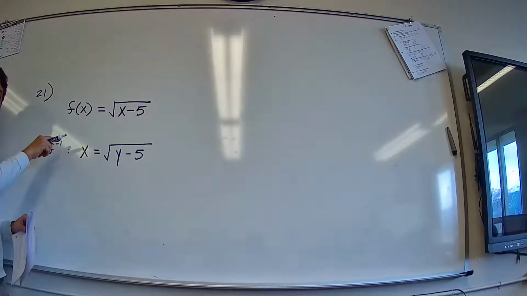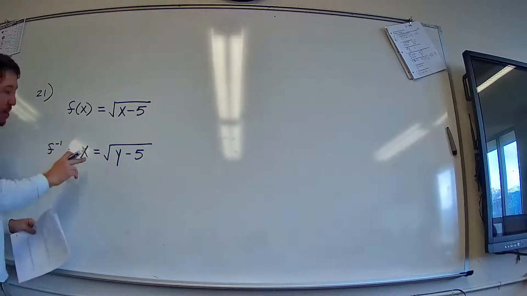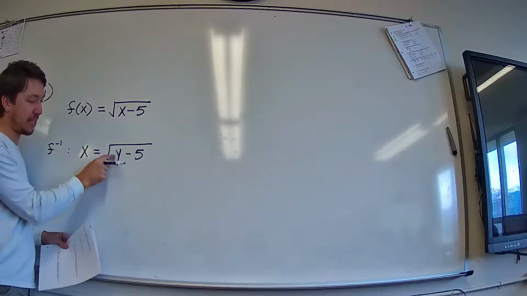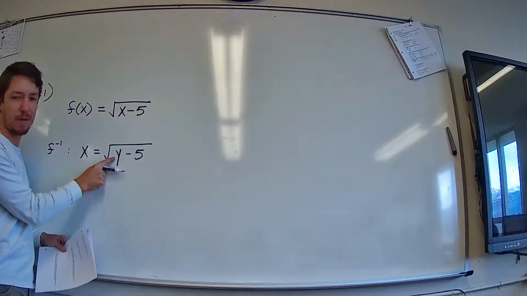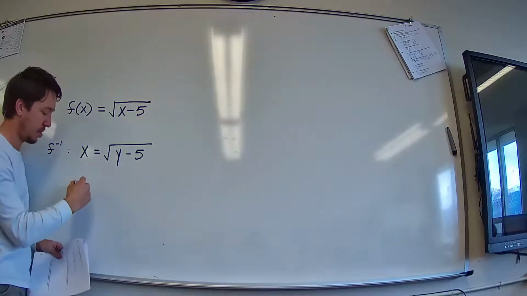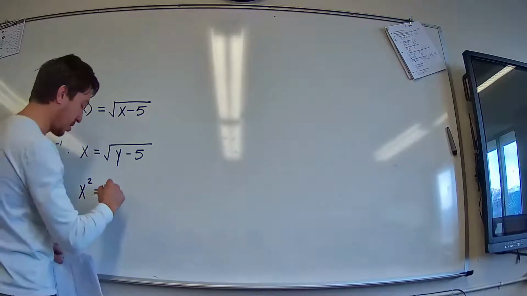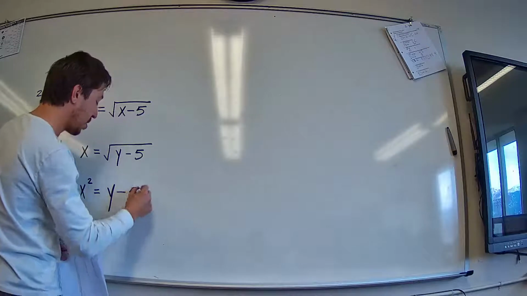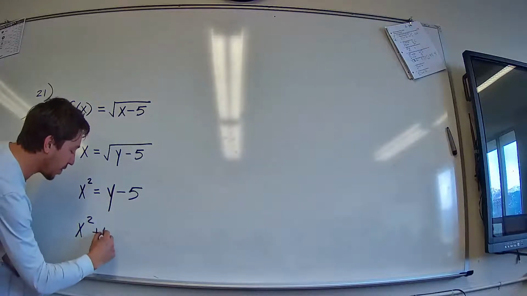You sure? If you don't understand, you're in trouble. Nothing else is going to make much sense if you're stuck on this. We're okay? All right. I need to isolate this guy because this y symbol represents my inverse function. First step, square both sides. Then add the 5 over.